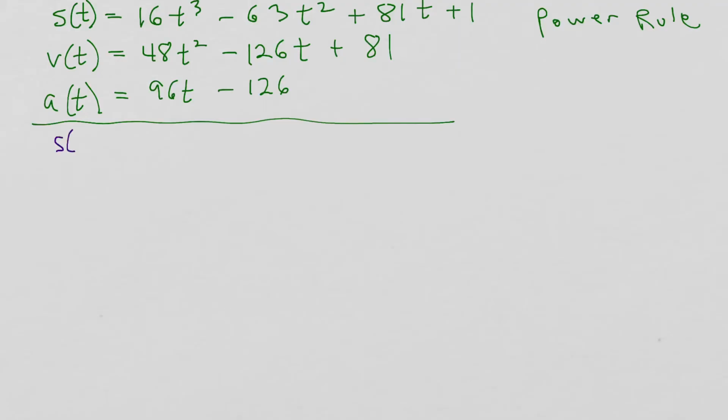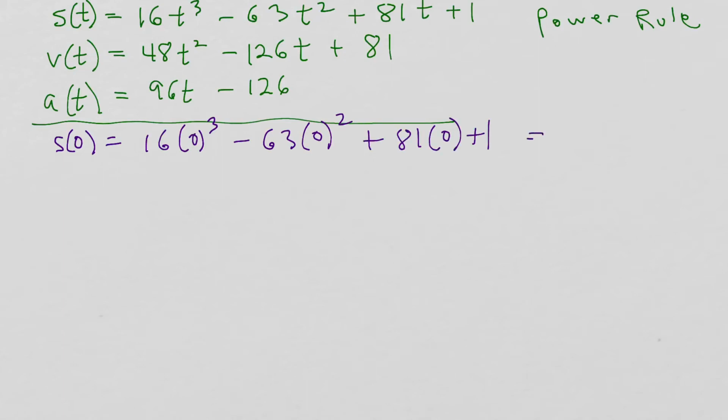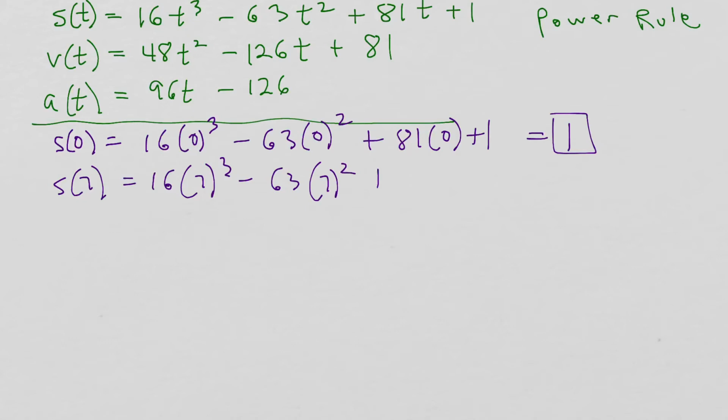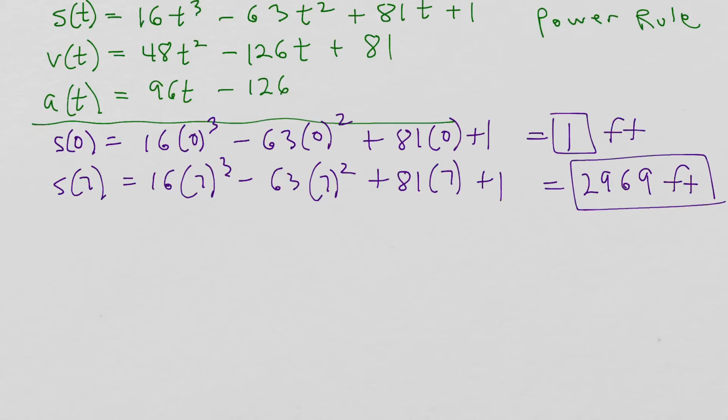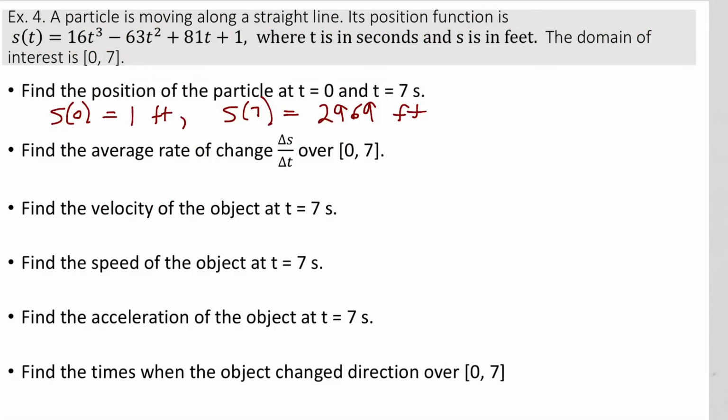So s of 0 is equal to 16 times 0 cubed minus 63 times 0 squared plus 81 times 0 plus 1. That's just equal to 1. s of 7 is 16 times 7 cubed minus 63 times 7 squared plus 81 times 7 plus 1. That comes out to be 2969. This is in feet. Going back to our page, I filled that in.